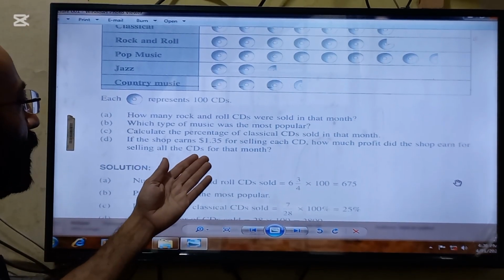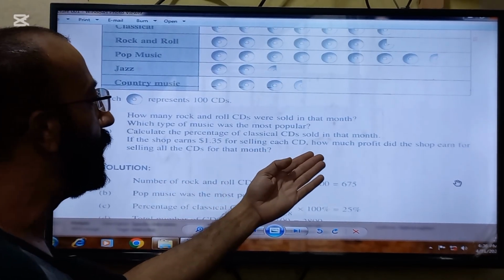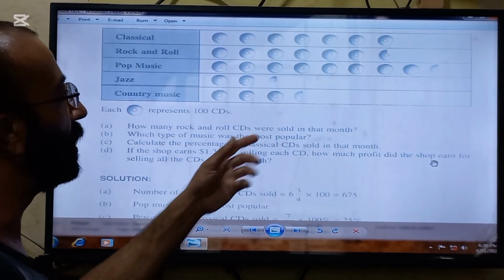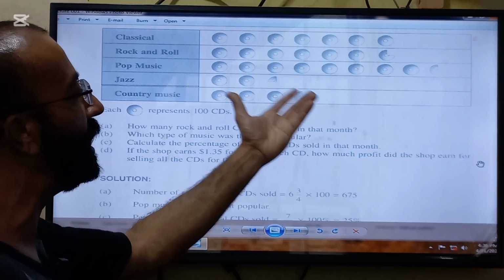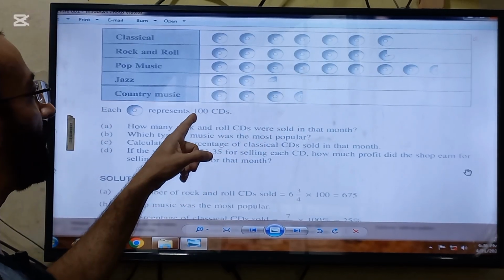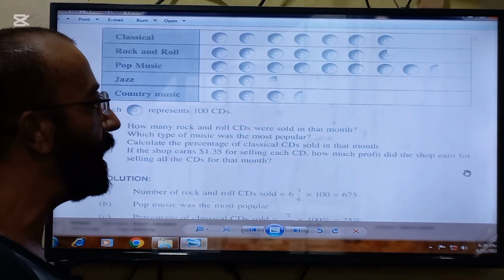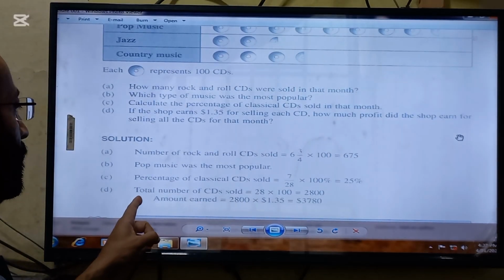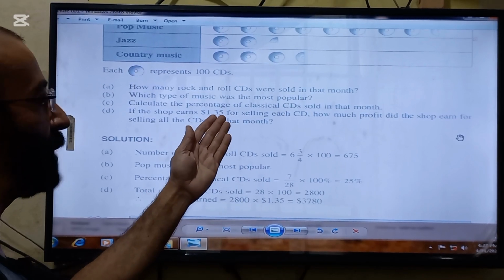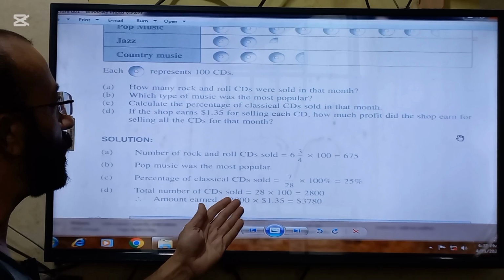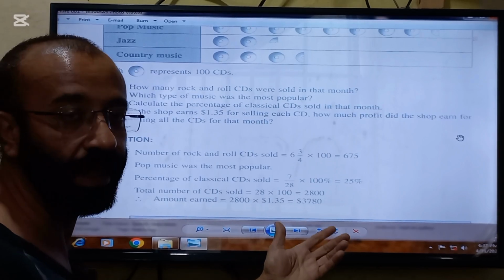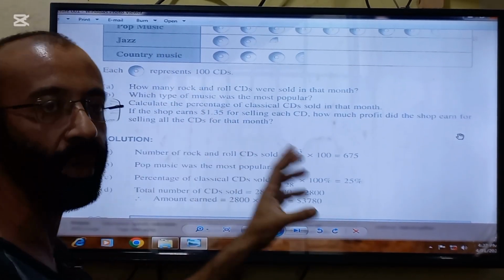The last part is, if the shop earns $1.35 for selling each CD, how much profit did the shop earn for selling all the CDs for that month? For the whole month, you have just counted 28 CDs. One CD is representing 100. So 28 multiplied by 100 means that the shop has sold 2800 CDs in the full month. The total number of CDs sold is 2800, and on one CD the shop is earning $1.35. So you will multiply 2800 by 1.35 and you will get the answer $3780. That is the earning of the CD shop in that particular month.